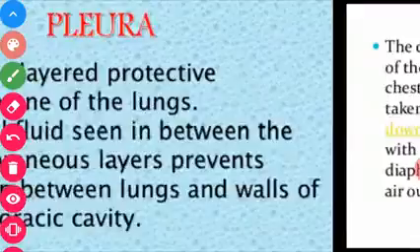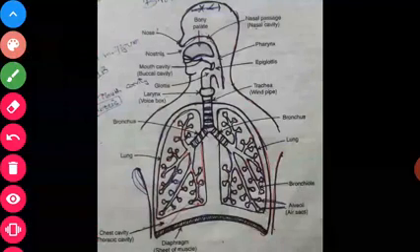As you can see in the diagram, every part of the human respiration is labeled there. At the last, at every bronchiole, there is a balloon-shaped structure that is known as alveoli, or we can say air sacs. The transport, we can say the passage of oxygen from alveoli into the blood takes place at that.